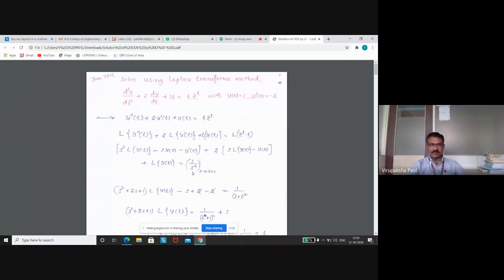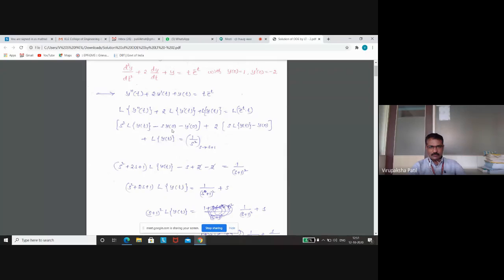So it becomes 1 divided by s square, where s changes into s plus 1 because of this e to the power minus t present here. So s changes into s plus 1, we have written here. Now you start putting the values. After simplification you will get s square plus 2s plus 1 into L of y of t, minus s plus 2 minus 2. These plus 2 and minus 2 will get cancelled, and you will be left with only minus 1. So this term becomes 1 divided by s plus 1 whole square. Am I right?